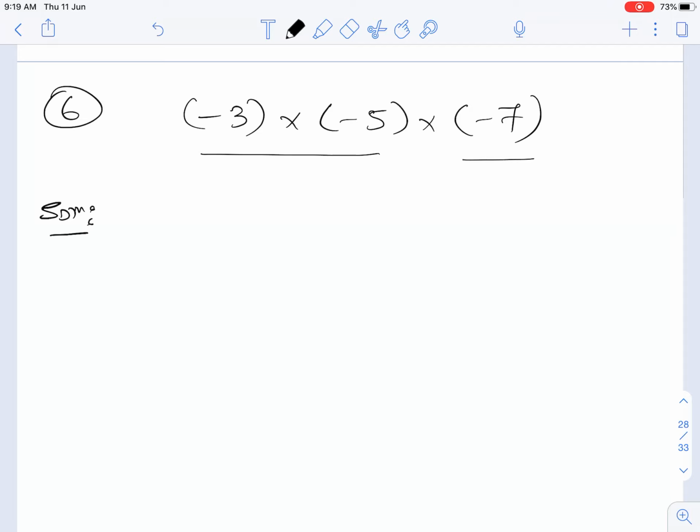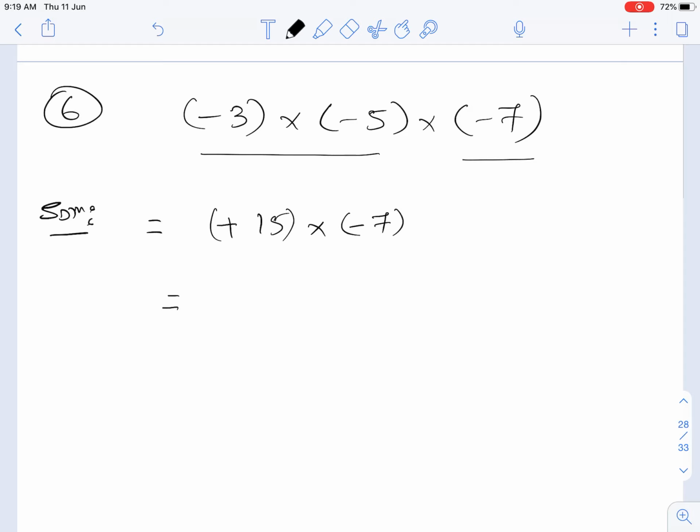Solution equals to, now since we have formed this pair, we will multiply these signs first. So minus into minus will become plus, then 3 into 5, that is 15, multiplied by minus 7. If you want, you can write it in a bracket.